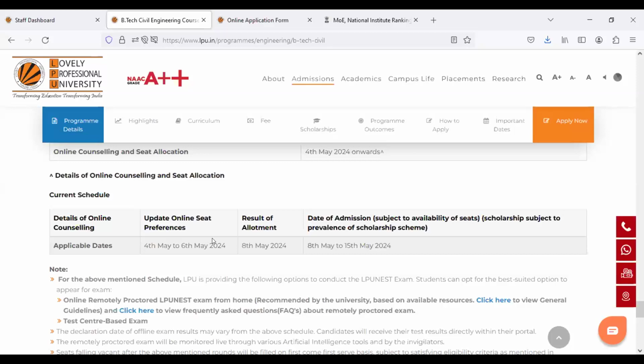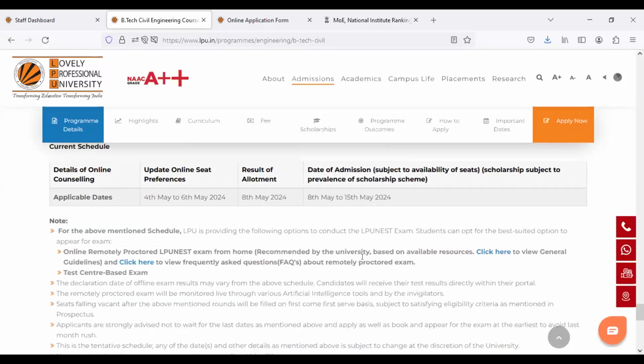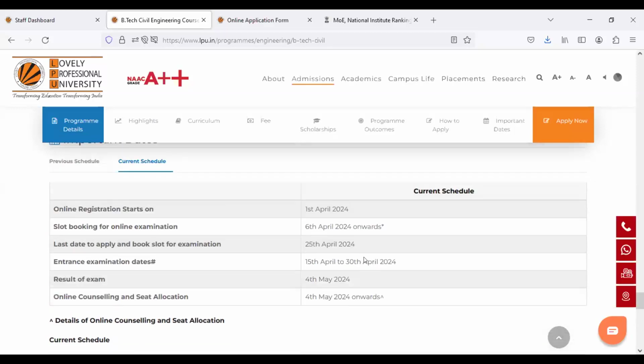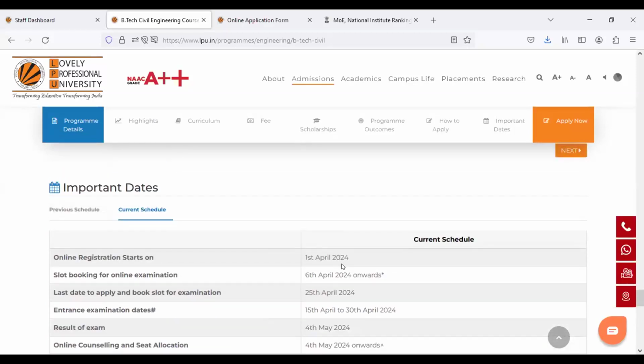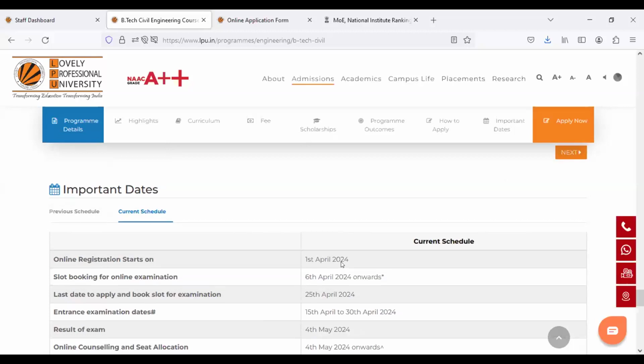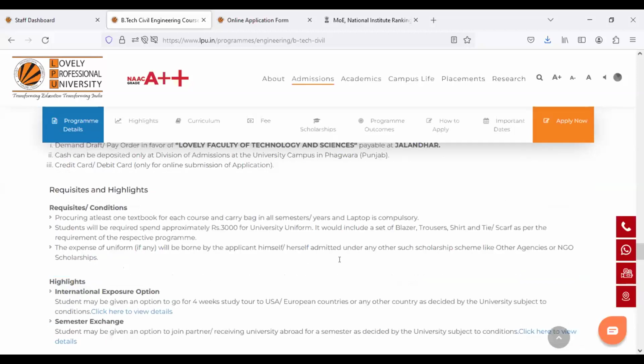And then the result of allotment you will get on the 8th of May, and from 8th May to 15th May you can book your seat by paying 15,000 rupees. You can book the seat. And if you miss these timelines, then it is possible that in the next schedule the scholarship may reduce. It is possible.